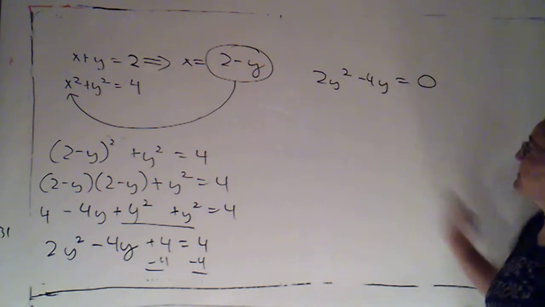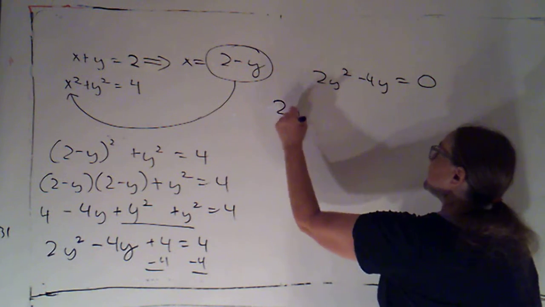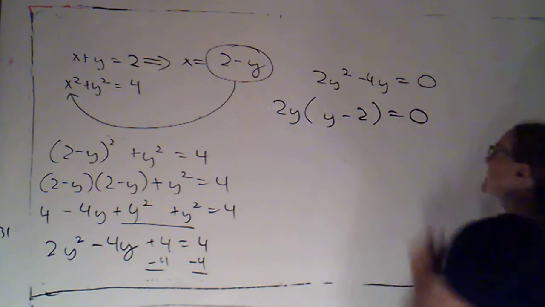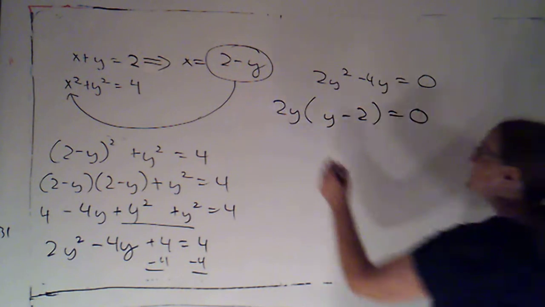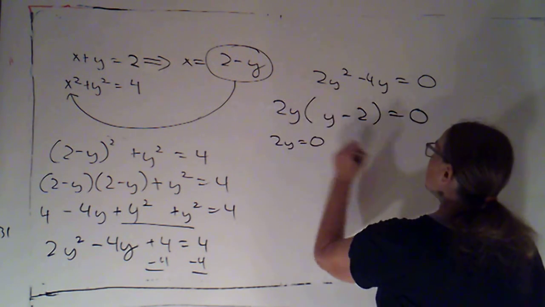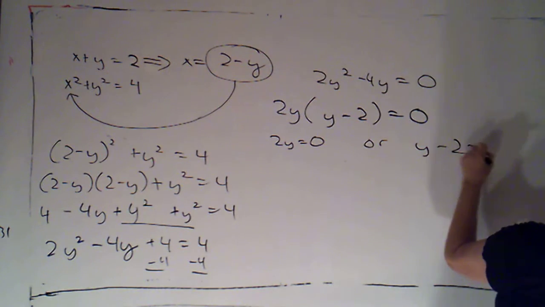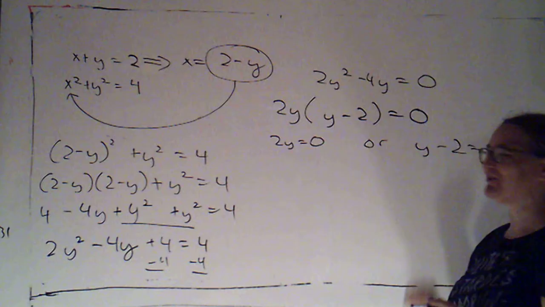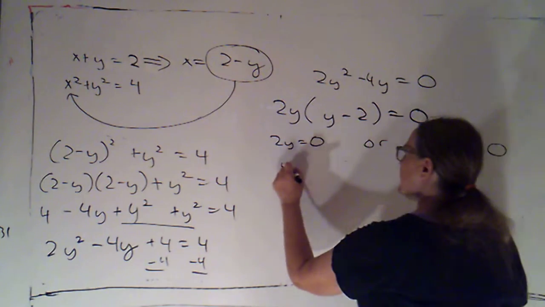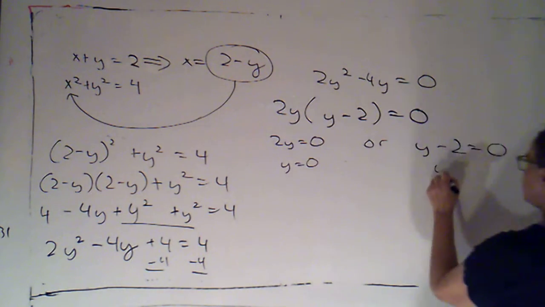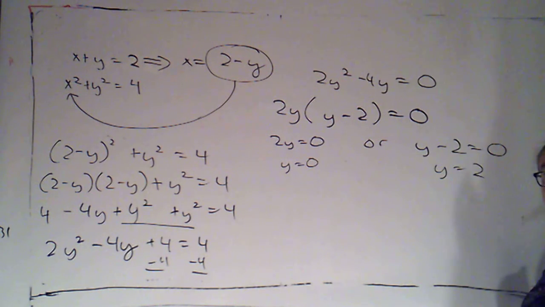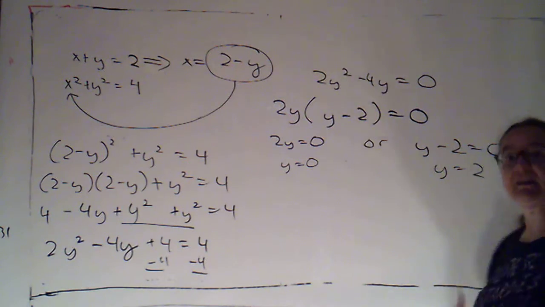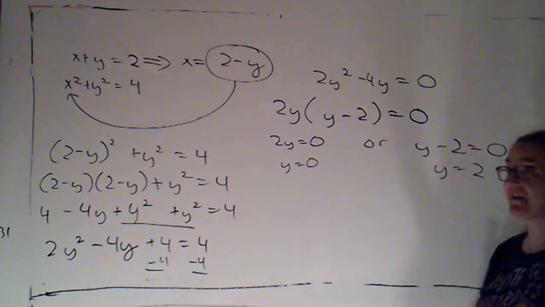So let's solve this by factoring. Looks like I can factor out a 2y, and that would be times y minus 2 is equal to 0. So that means 2y equals 0 or y minus 2 equals 0. Don't forget to set both factors equal to 0. Here this would give me that y is 0, and here this would give me that y is 2. Okay, so I've got 2 different y values. Each of them should have an x that goes with it.